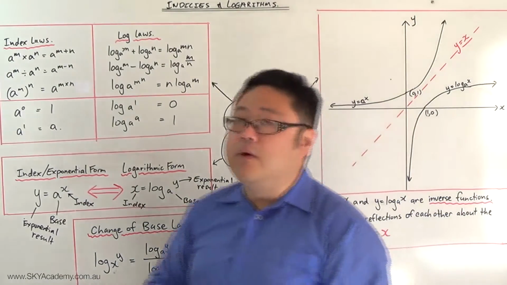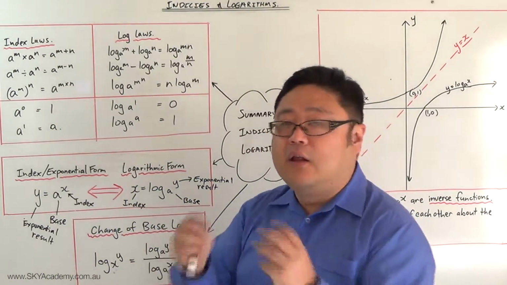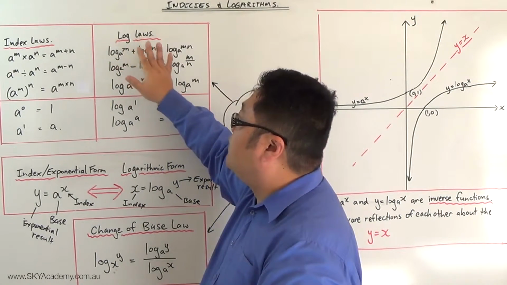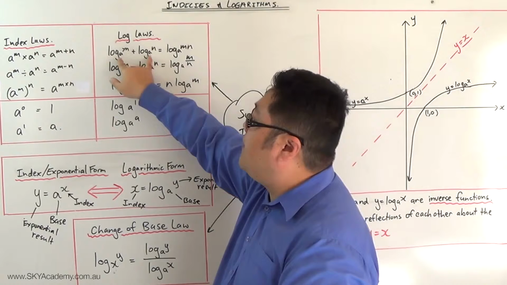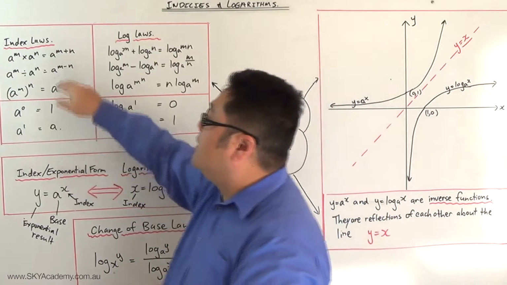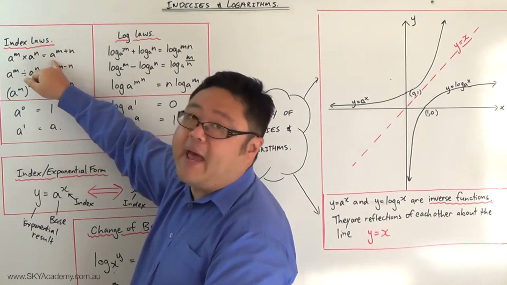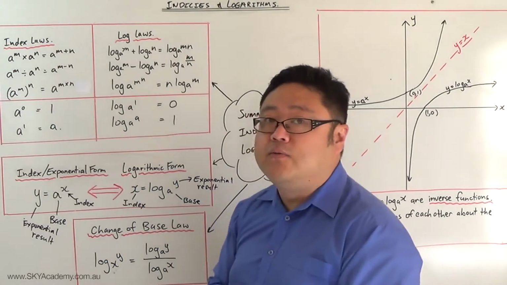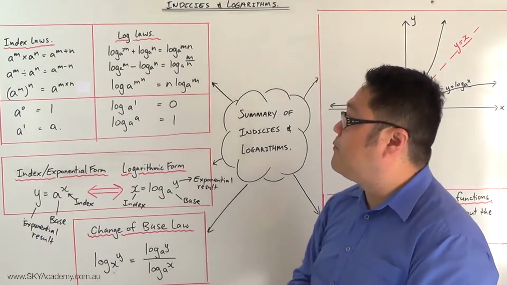Okay, and what we also did was we looked at the log laws, the laws governing logarithms, and we got to see that the log laws mirror the index laws. So for example, the sum of two logs is the same as the log of the product, just as we realized that when you add two powers of a common base, it's the same as multiplying those two exponential results. Okay, so see how there's a mirror image correlation, right?